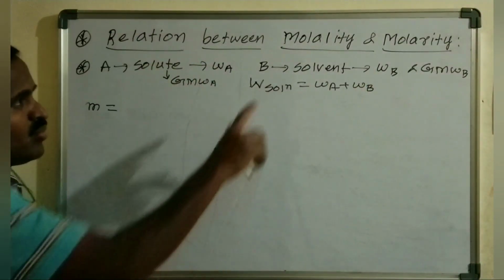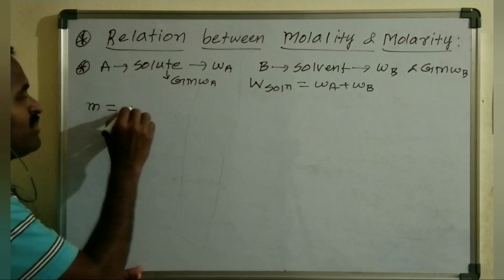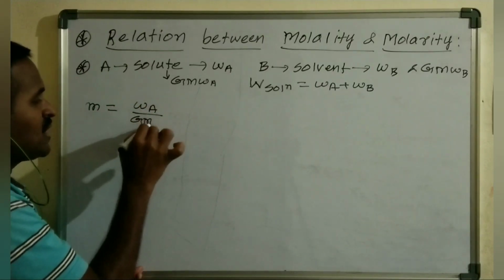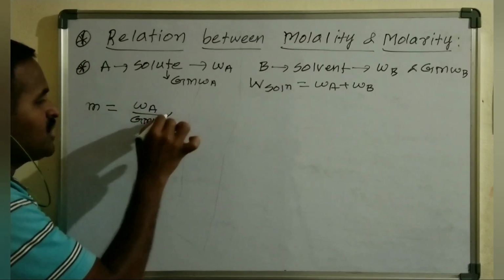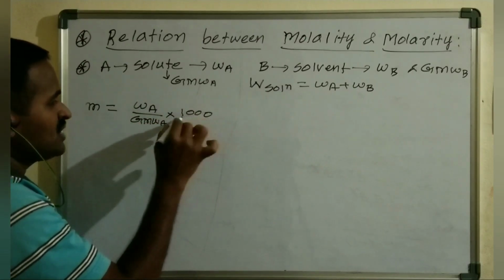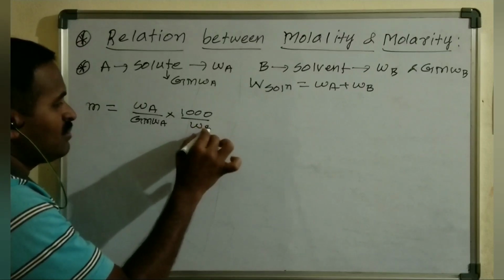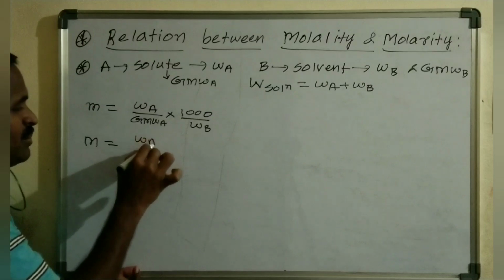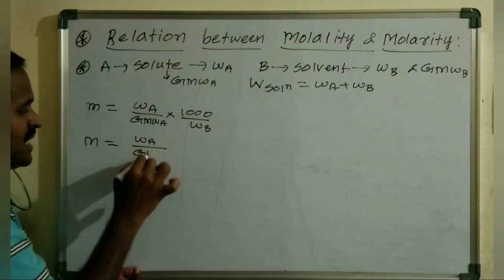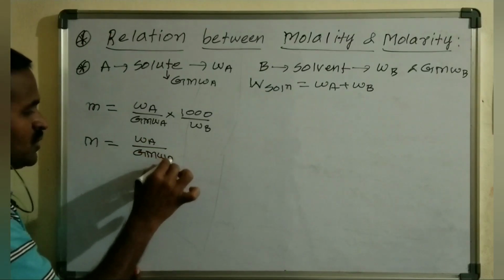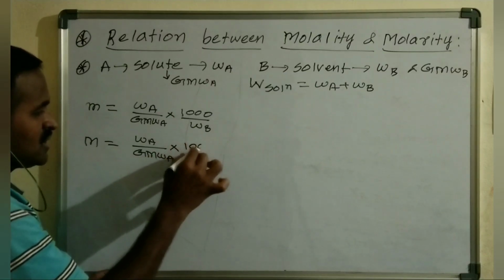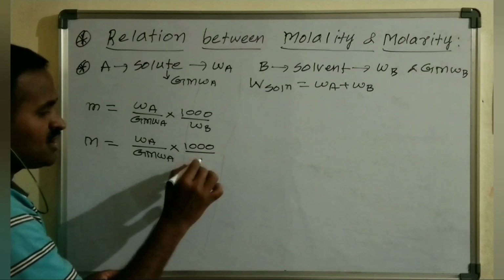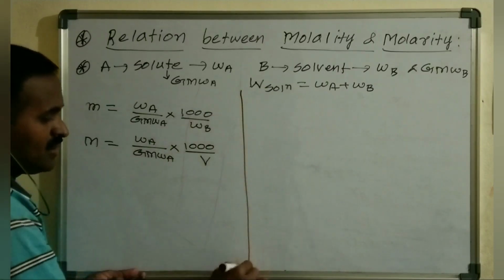As per the molality definition, small m is equal to the weight of solute WA divided by the gram molecular weight of solute GMWA, into 1000 divided by the weight of solvent WB. And the molarity definition we can write as WA divided by GMWA, into 1000 divided by the volume of the solution, capital V.